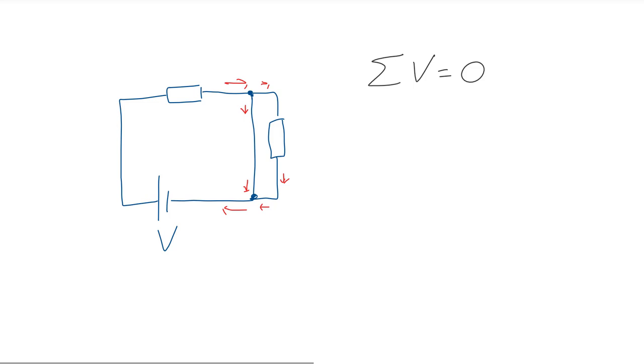Therefore, if we assume that the battery has an EMF of 10 volts, then the electrons in a circuit have a voltage of minus 10 volts, representing the fact that they've taken away energy from this battery. Overall, however, the sum of the voltages is 10 volts minus 10 volts, which is 0.